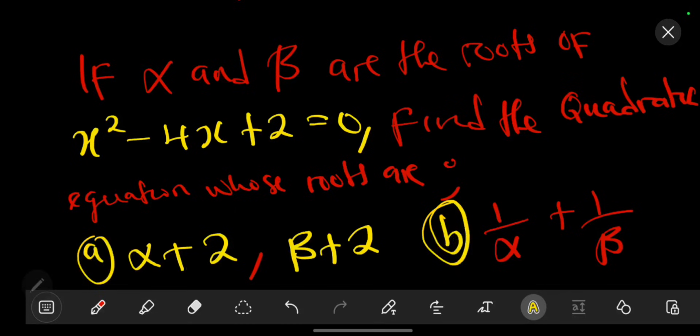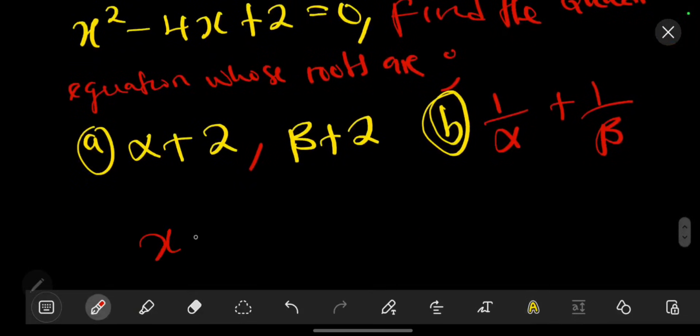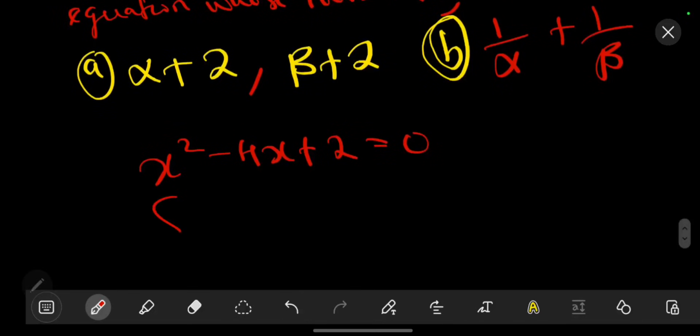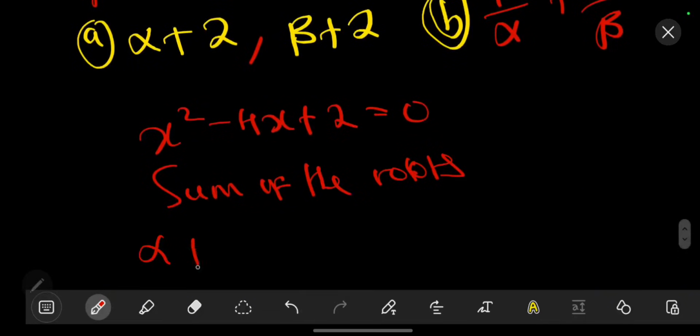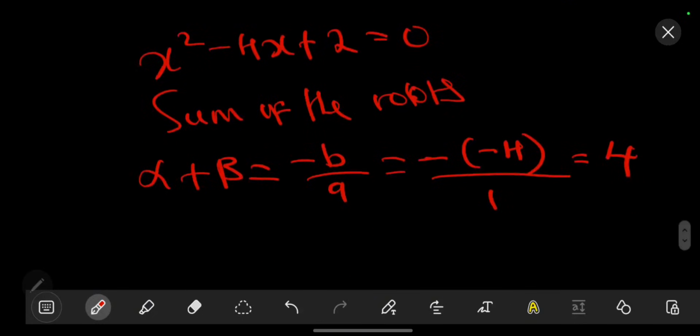So the first thing that we are going to do is find the sum normally. So if you have x squared minus 4x plus 2 equal to 0, first find the sum of the roots. In other words, wherever you see alpha plus beta, this is equal to negative b over a, which is negative, our b is negative 4 over our a is 1, which will be negative times negative, giving you positive 4.